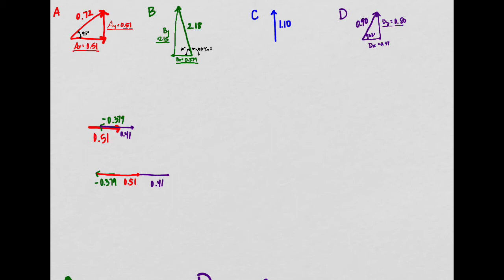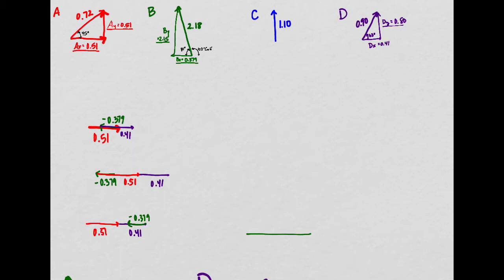Or another way you can do it is start with the ones that are all in the same direction. So you could start with 0.51, then you can go 0.41, then you can go backwards 0.379, and remember to put a negative in front of that. So whatever's easiest for you to see, okay? Because what we're going to do is add up all of these values and make one nice horizontal component. Let's do it now.